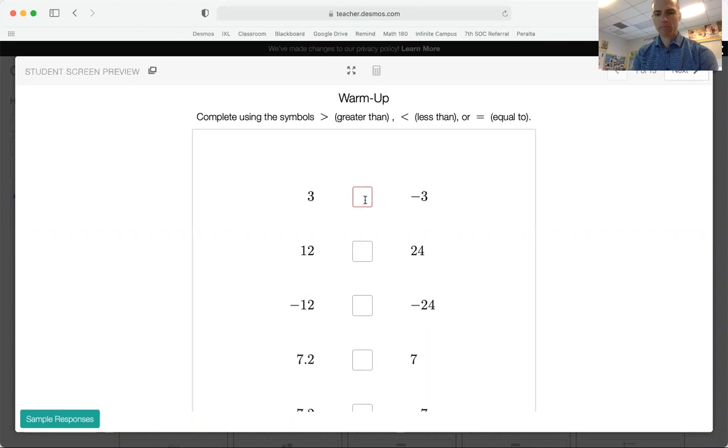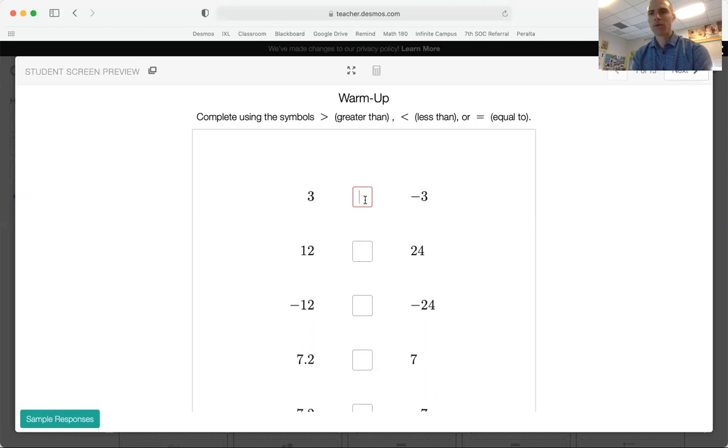In case you're not sure, you should be able to get those symbols on your keyboard. The less than and greater than symbols are on the lower keys down by the M and N on your keyboard, and the equal sign is higher up near your backspace or delete key. And remember, a number is greater than another number if it sits further to the right on the number line, and a number is less than another number if it sits more to the left on the number line.